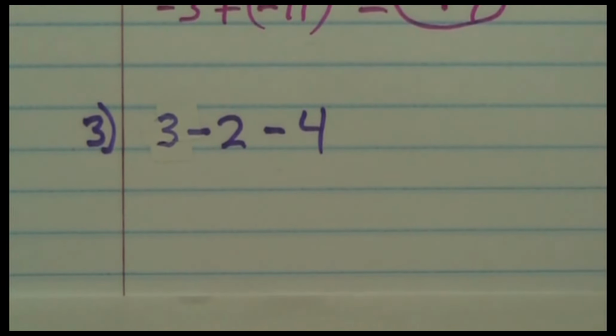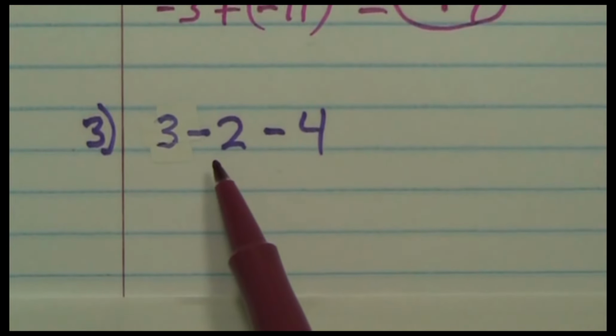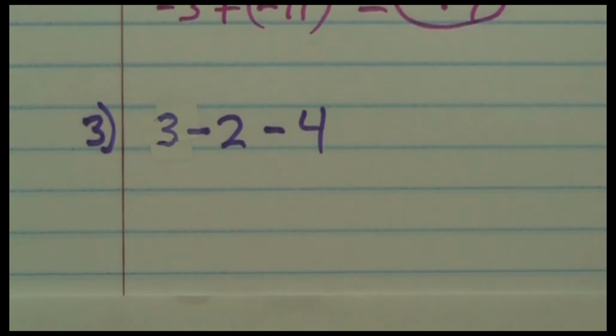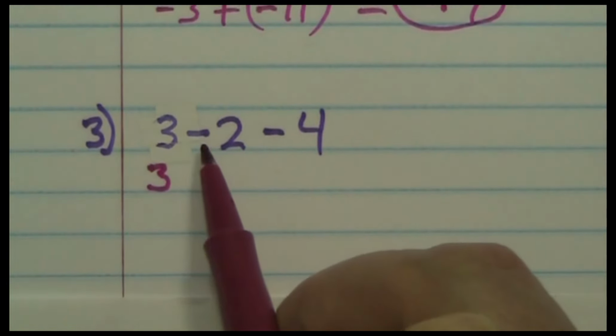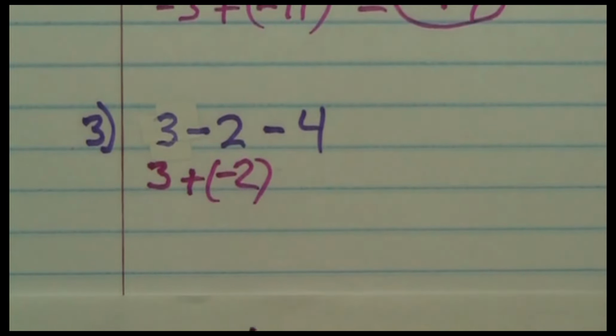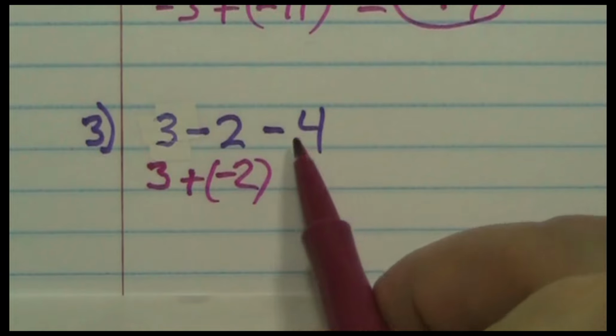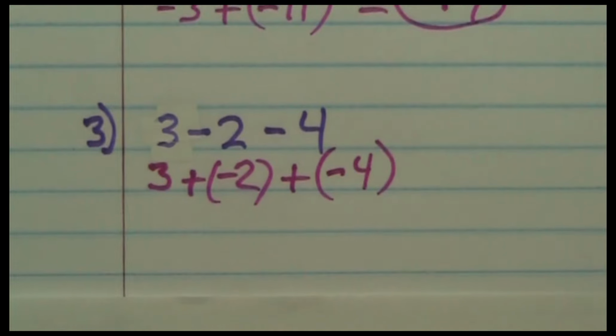Okay, number 3. We have a 3 minus 2. Now minus 2 is just like negative 2. Same result. And then minus 4. All right, I'm going to rewrite this. But so we have 3. And this is the same thing as adding a negative 2. Minus 2 and negative 2 are the same result. And minus 4 is the same thing as adding negative 4. Same result.